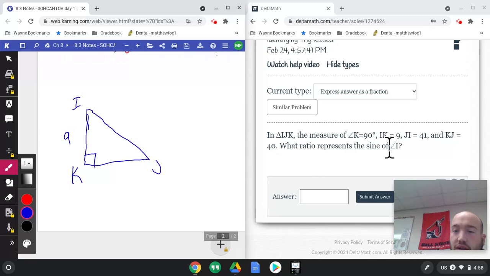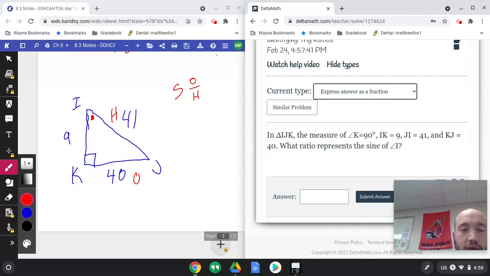It says JI is 41. So the hypotenuse here is 41. And meanwhile, KJ is 40. So between K and J, it's 40. Now it says what ratio represents the sine of angle I? So angle I is right here. We need the sine, or SOH, right? O over H. So H, hypotenuse, is right here, 41. O is right there, 40. So the sine of I would be 40 over 41.